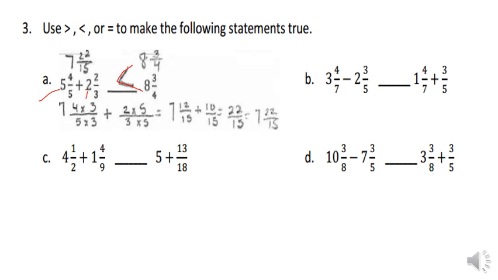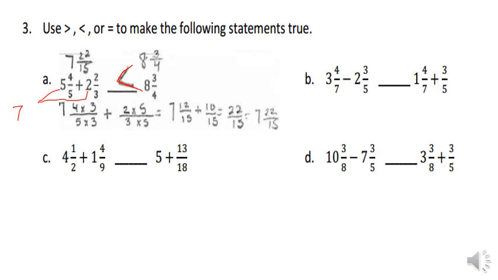Okay, so now I'm going to take 5 and 2 together, which gives us 7. And I have 4/5, which is almost a whole, and 2/3. I'd have to add some of the 2/3 to the 4/5 though to get 8. And my remaining is not going to be greater than 3/4. So that's why this one here becomes less than.